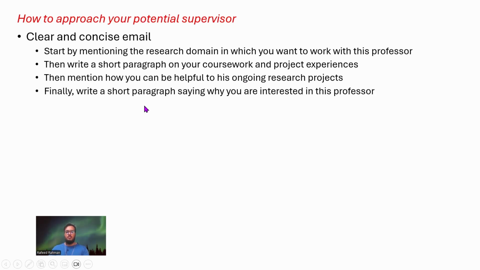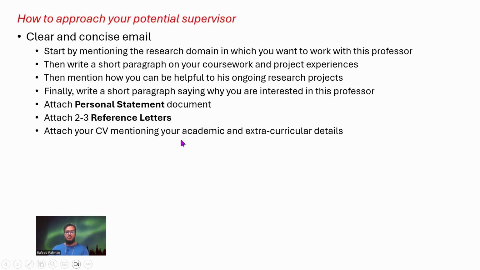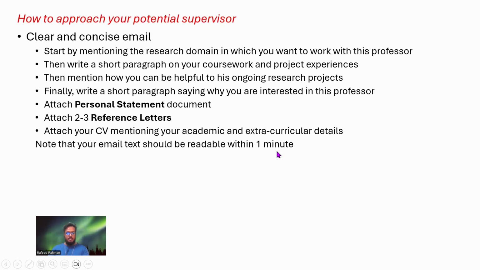And finally, you need to write a short paragraph saying why you yourself are interested in this professor. That is important as well. Then you need to attach the personal statement document, attach 2 to 3 reference letters, and also attach your CV, mentioning your academic and extracurricular details. So the last point is, I think, very, very important to remember.